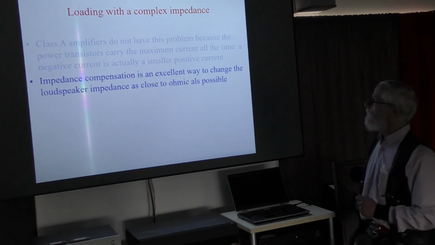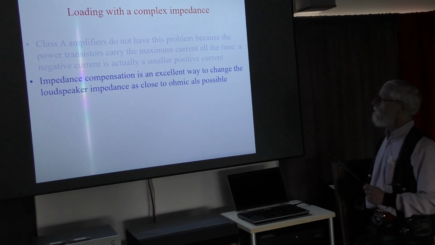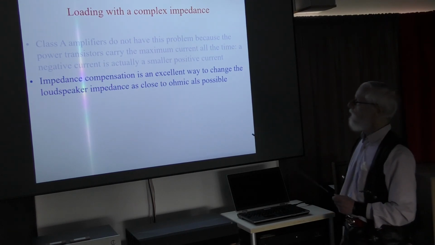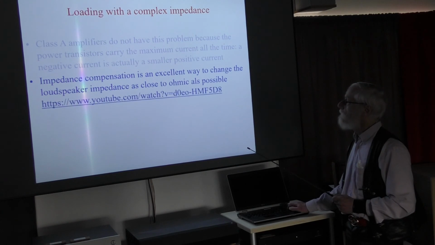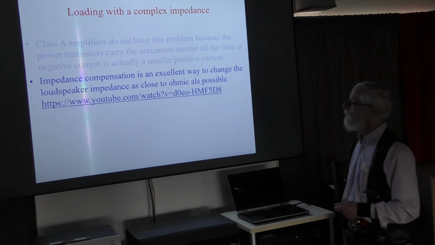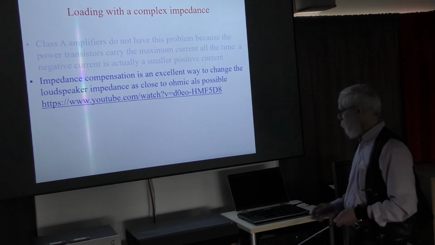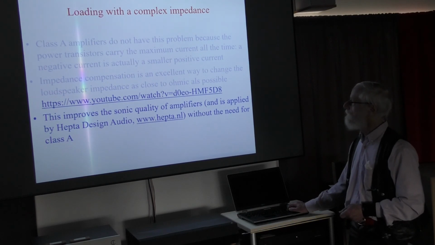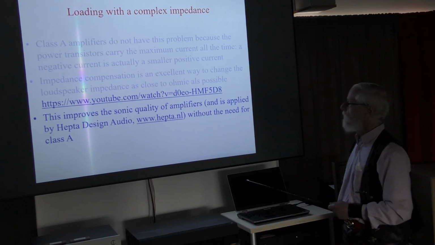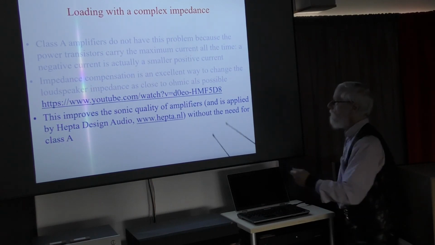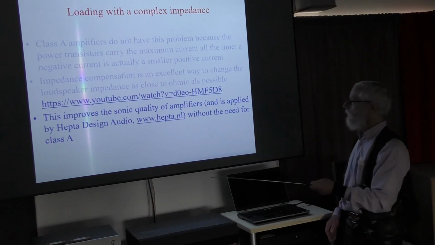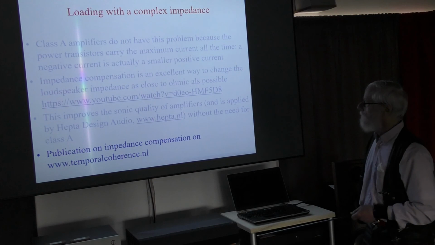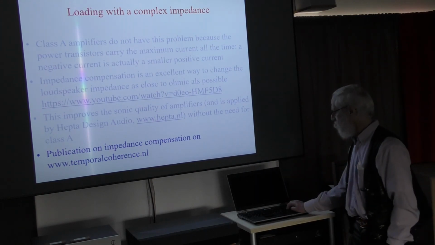So impedance compensation is an excellent way to change the loudspeaker impedance to be as ohmic as possible. So you change it such that the whole thing starts to behave like a resistor. And there's a nice YouTube video, also made by Hepta, where you can watch how that can be done. But there's also a paper on it at the website that you can read. It certainly improves the sonic quality of amplifiers, and Hepta Design Audio applies this, which means that you can have the improvement without changing over to a Class A amplifier. And you can find the complete publication on our website.